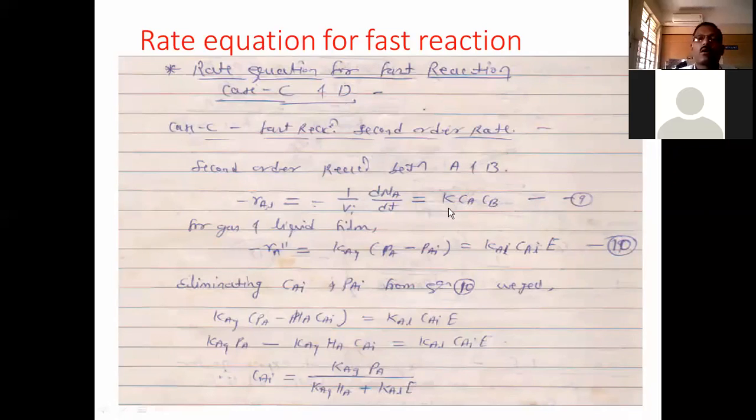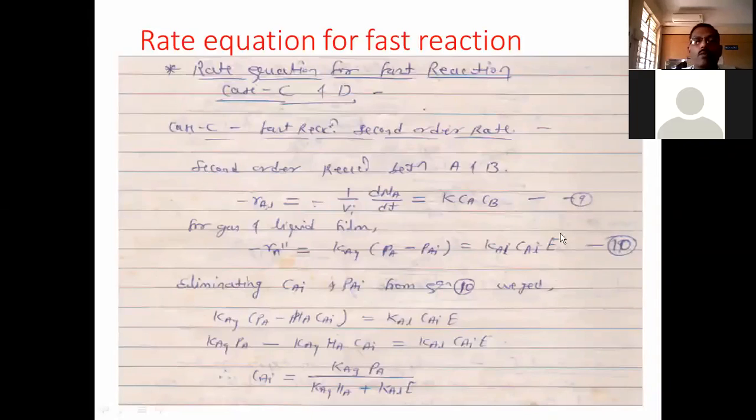Okay, this is the second order rate constant K. For the gas and liquid film, minus R is equal to the mass transfer rate, which is equal to Kg into Pa minus Pi, which is equal to Kl into Cai into E. This previous equation, equation number 8, is in terms of the enhancement factor, Kal into Ci into E. So we have equations 9 and 10.